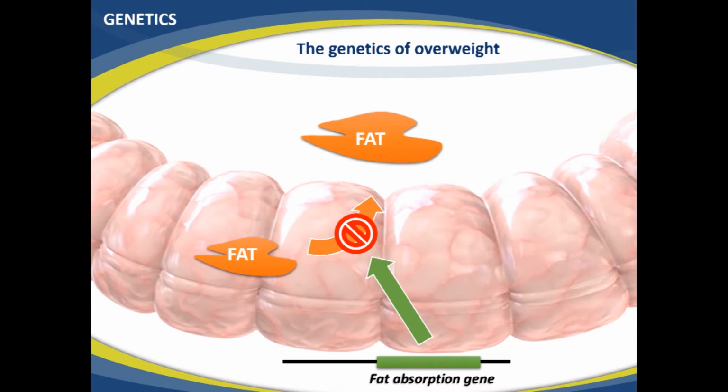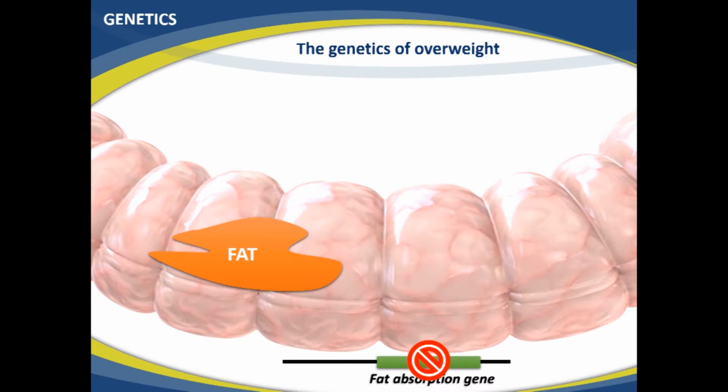And then there is a stage where a fat absorption gene says, okay, thank you, we had enough. And it will stop the absorption. I have to say, this is very simplified. The process behind it is much more complicated, but the example demonstrates the mechanism quite well. So this gene says, okay, thank you, we had enough. And the rest of the fat stays in the intestine and then is excreted from the body.